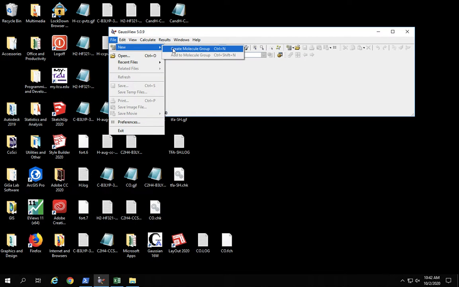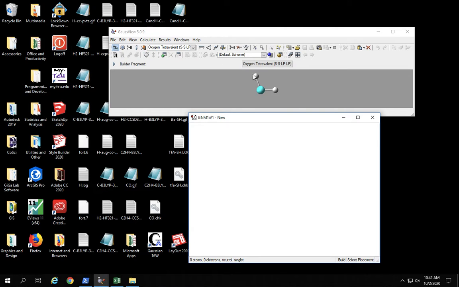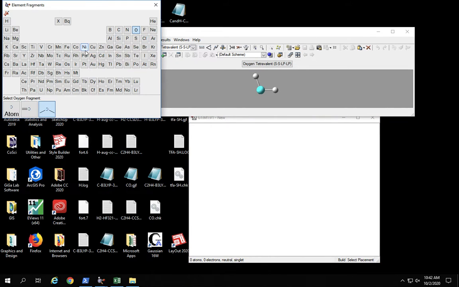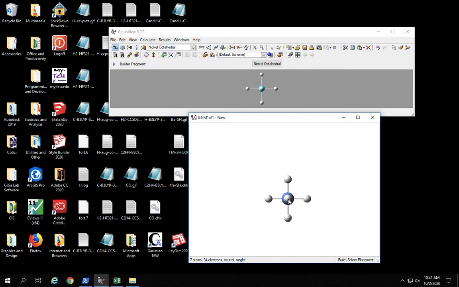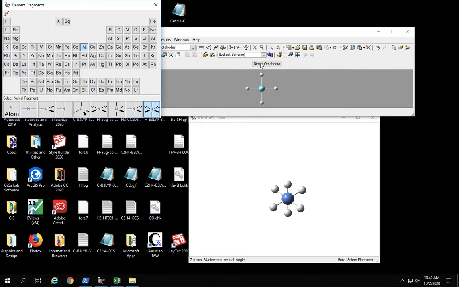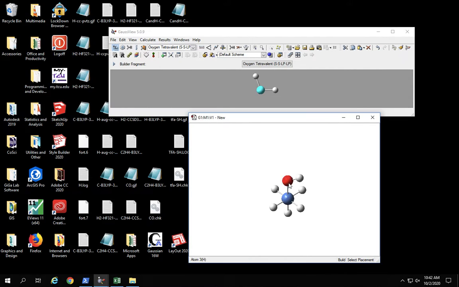I'm going to make a new molecule, go to my periodic table tool. I'm going to get nickel, and there's an option for an octahedral coordination. So that's what I want to use. Now I'm going to add my 6 water molecules. I'm going to take these hydrogen handles and replace each of them with an oxygen.